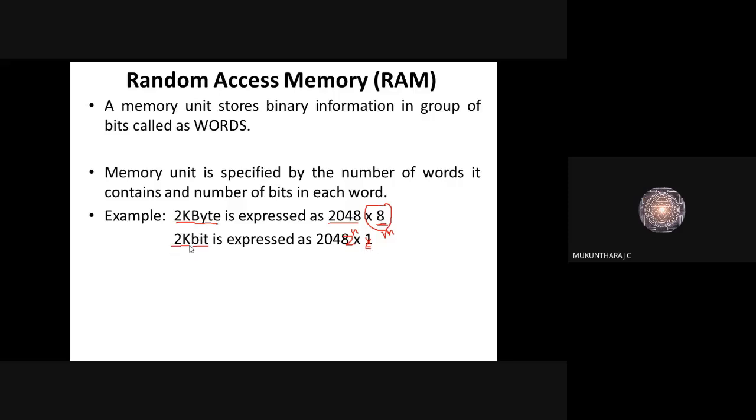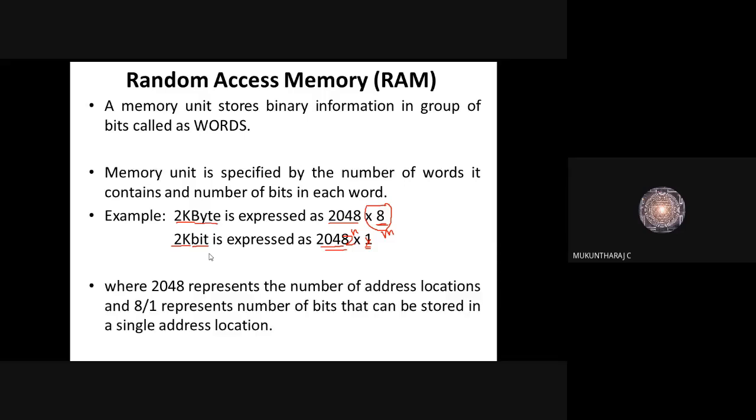2k represents the number of address locations, 2048. So in this case, 2048 address locations are available, and in each address location we have data with 1 bit in length. As I said, 2048 represents the number of address locations, and this 8 or 1 represents the number of bits that can be stored in each location. Okay, is it clear? Any doubt in this?